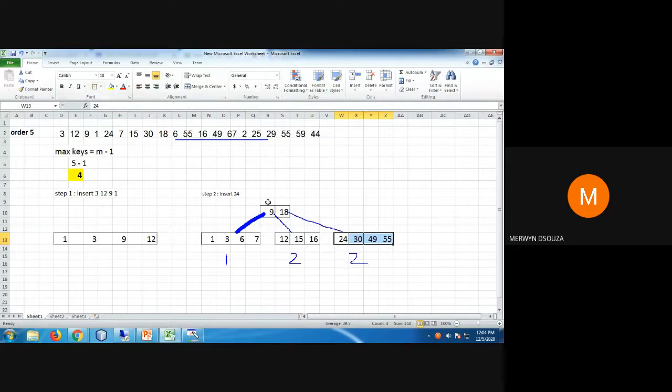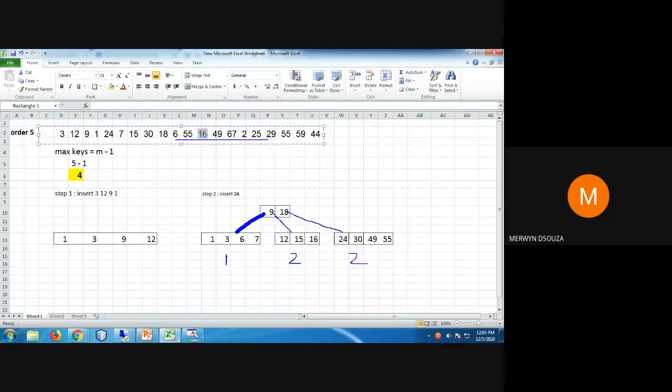Okay. So this is the leaf. So now I'm having 2 full leaves. This one is also full. This one is also full. But it has still not resulted in overflow. So I have inserted 55.